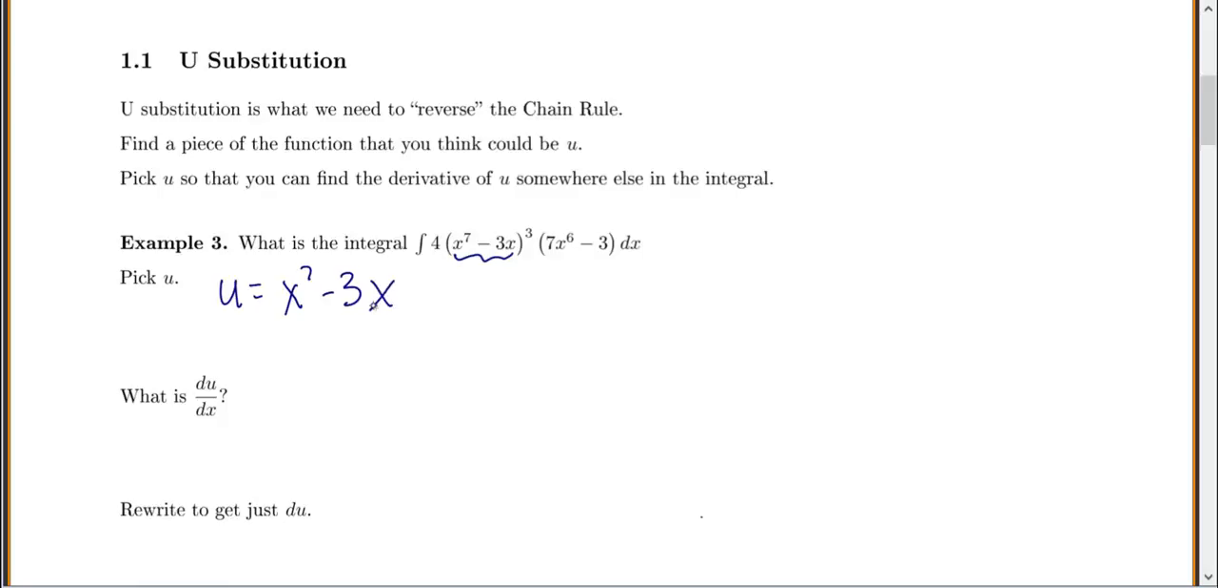The reason I would pick that u is because if I take the derivative of u with respect to x, I would get 7x to the 6th minus 3. So notice this is u, and this is du. That's why I picked the u I did, because then the derivative of it showed up somewhere else. This is du over dx.